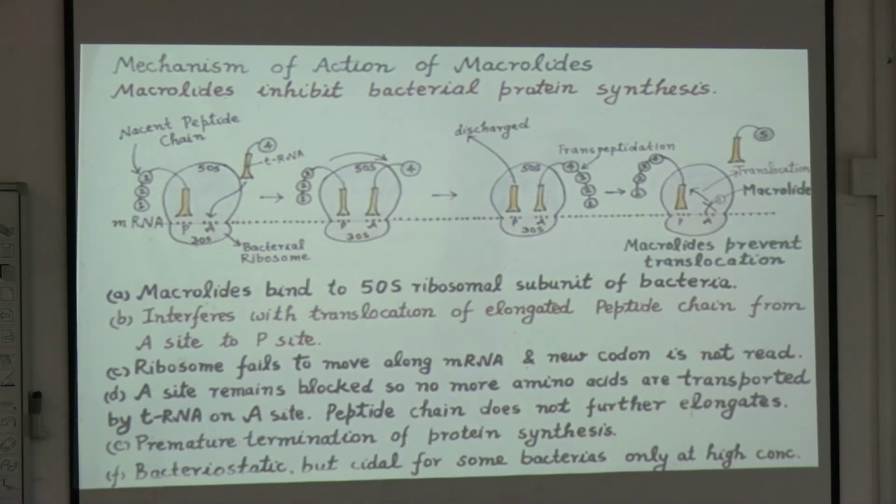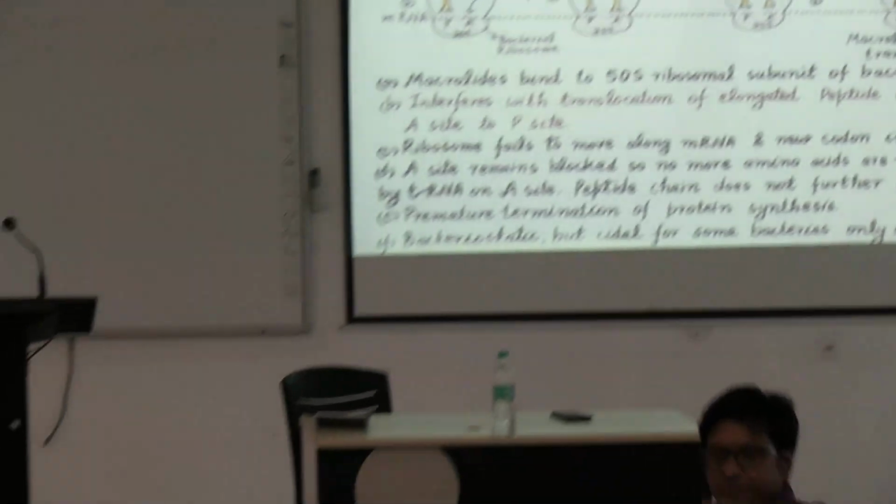And whenever you write mechanism of action of macrolides, lastly please add that it is bacteriostatic, and only for some bacteria in high concentration it is bactericidal. Then you will have a reasonable answer. Whether you understand or not, if you at least write these lines, it will be fine, okay?